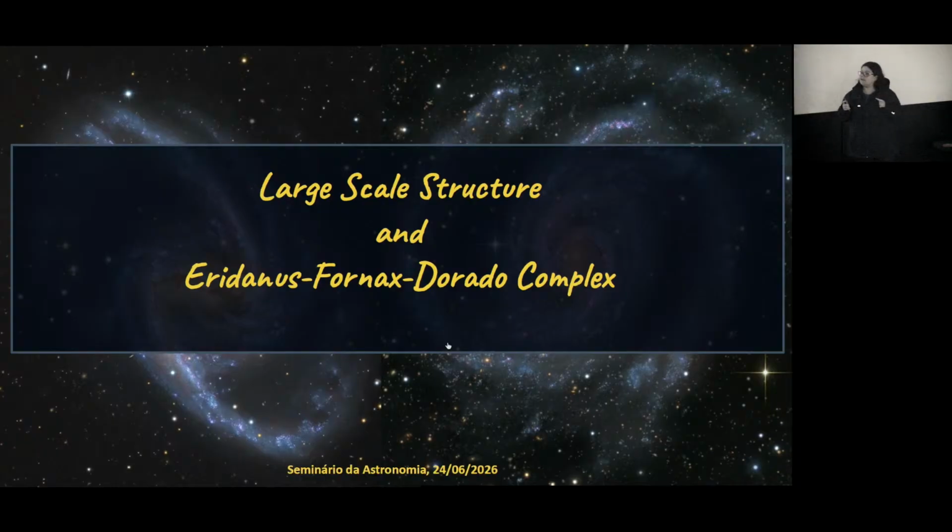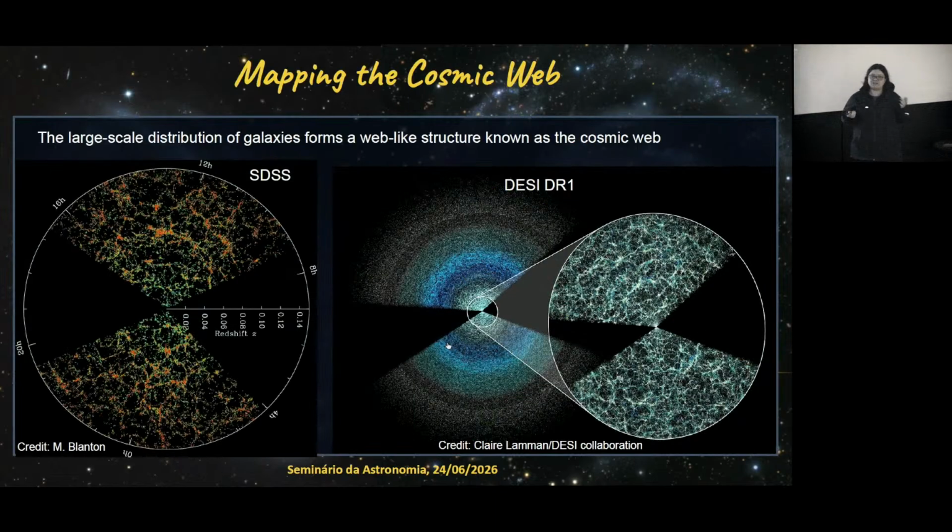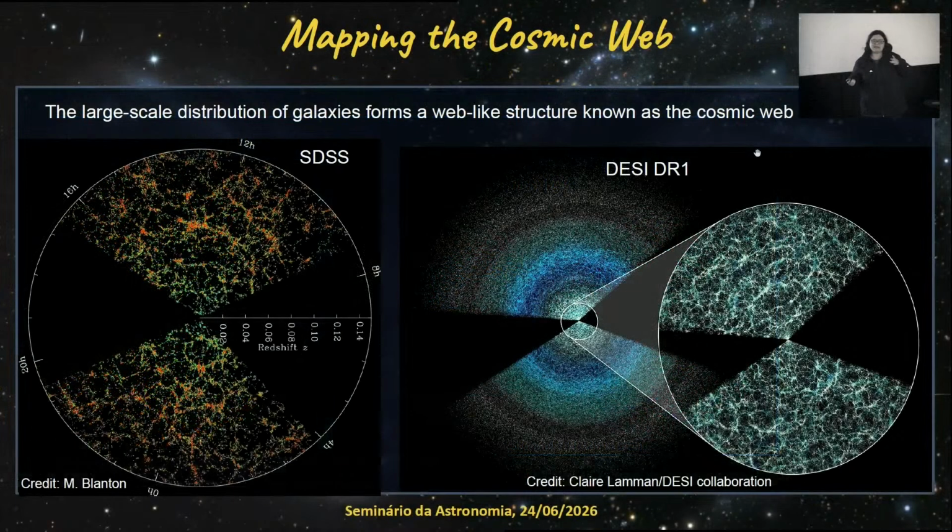There are many things in the title. One of the first things that draws attention, at least to me, is the large scale structure. So what exactly is the large scale structure? One way of thinking about this comes directly from the observations. This has been seen for many decades already, from CfA to 2dF, then SDSS, which is very well known, and more recently DESI, which shows the distribution of galaxies.